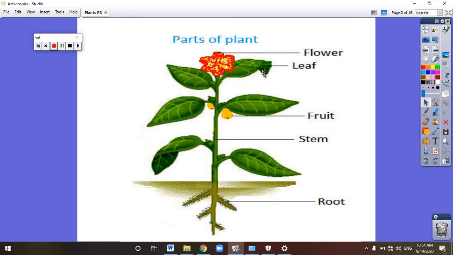Okay, are plants living things or non-living things? Very good, the plants are living things. What is the meaning of that? They can eat, they can drink, they can grow. What do the plants drink? They drink water. What do the plants eat?